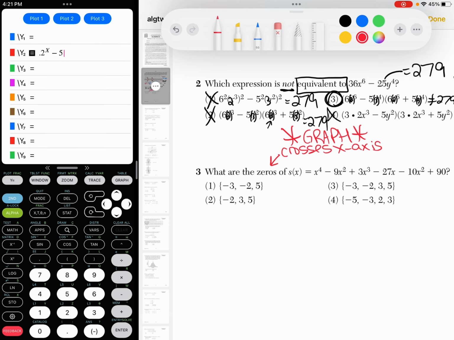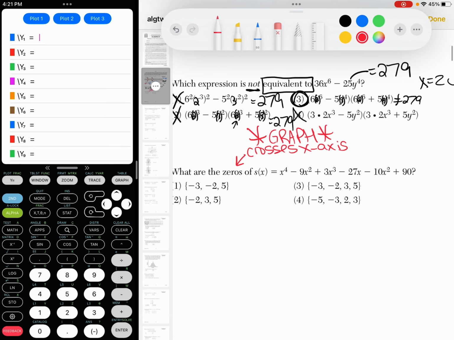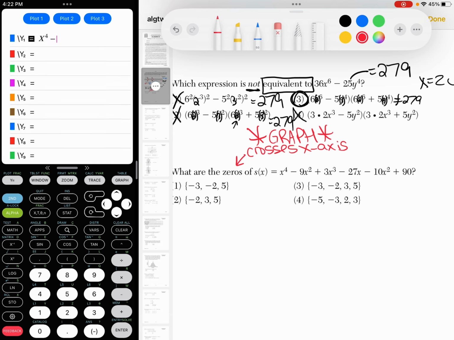I'm going to clear this all out, and I'm going to type that in. It's a long equation, so please type it in carefully. So it is x to the 4th minus 9x squared plus 3x to the 3rd. Wouldn't it be funny if I told you to type it in carefully and then typed it in wrong? 9x squared plus 90. So I'm actually seeing now that there were some like terms. I could have simplified this a little bit so I didn't have to type in as much, but ultimately you do still have to type it in.